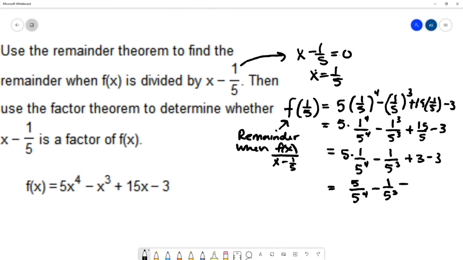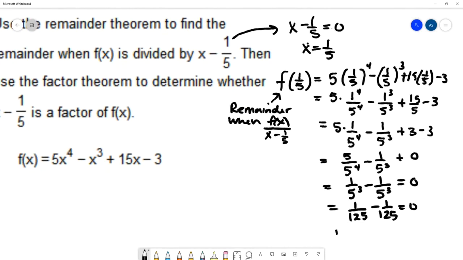If I'm being honest with you guys, I'm doing it this way so I can avoid figuring out what 5 to the 4th power is. I don't know that in my head. And 3 minus 3 over here is 0. 5 over 5 to the 4th, I can cancel out one of those 5s. And I get 1 over 5 cubed minus 1 over 5 cubed. That's 0. If you wanted to work it out, that's 1 over 125 minus 1 over 125, and that's 0. So we found that the remainder is equal to 0 using that remainder theorem.